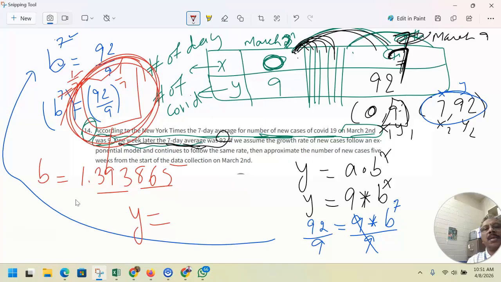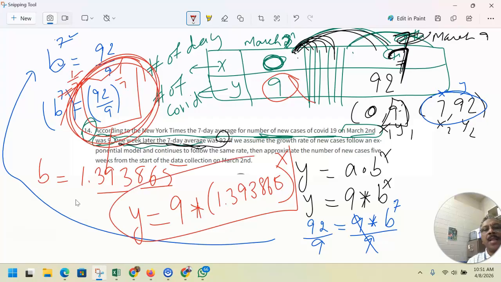And the equation becomes y is a. A is this A, which is 9 in the beginning. And then 1.393865 raised to the power x, and you're done. But they're asking you, what about after 5 weeks? See, question is, what about after 5 weeks? Now, when you talk about 5 weeks, basically each week has got 7 days.